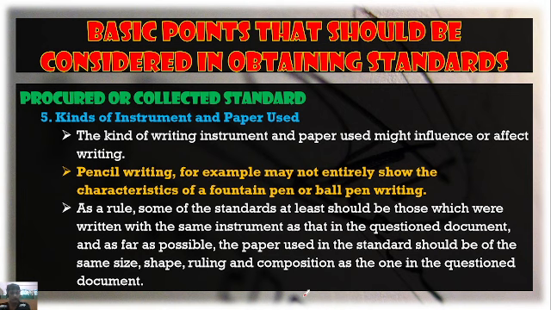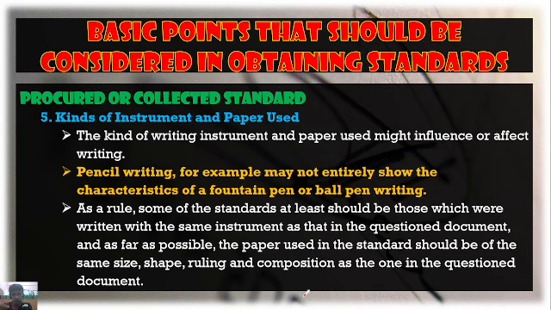Next, kind of instrument or paper used. So simply, if on the suicide note, okay, that you are questioning, he used a pencil, then you should also find a standard that the writing instrument used is also a pencil. Okay? And ganun din, yung klase ng papel na ginamit, kung yan ay yellow paper, pwede yellow paper din yung hanapin mo dapat. Okay? White paper, hanapin mo din ay white paper also.